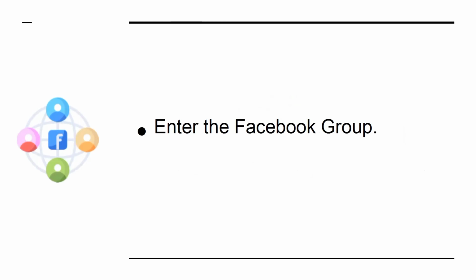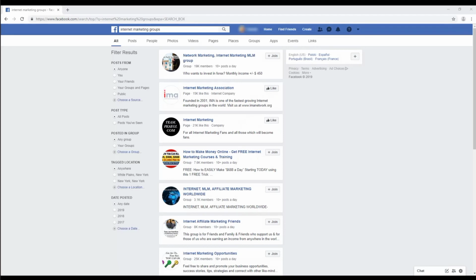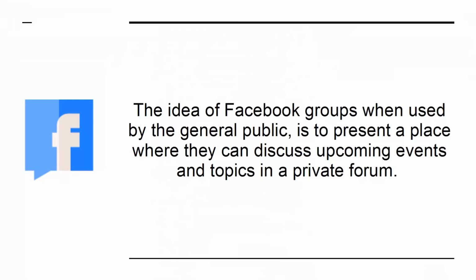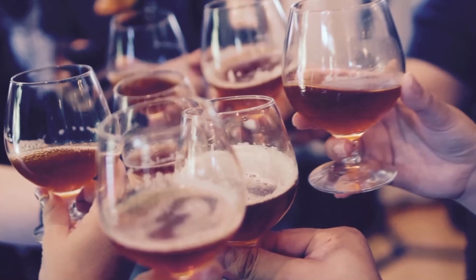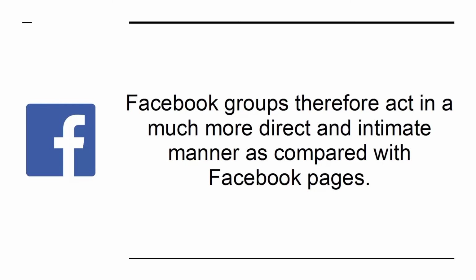Enter the Facebook group. What is a Facebook group? A Facebook group is like a page in that it is a platform for your brand that can have lots of followers, or in this case, members. The members of your group will then be able to post in your group and will see the content you share. The idea of Facebook groups when used by the general public is to present a place where they can discuss upcoming events and topics in a private forum. If you were to plan a stag party, for instance, you might start by creating a Facebook group and adding all the members who are going to be coming. Facebook groups, therefore, act in a much more direct and intimate manner as compared with Facebook pages.